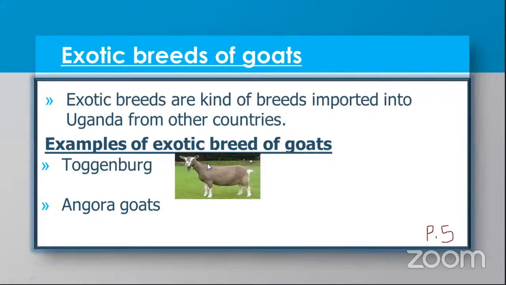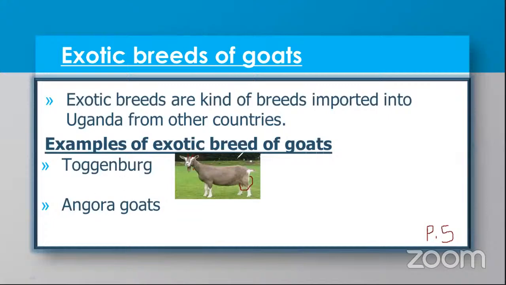And in most cases, their horns are very short. If you look at their horns, you find that the horns are majorly here, and they are short. So this is the picture of a Tongen bug. Now, the female one has a very big udder. Udder is here. And this is an example of a milk producing breed. Tongen bug produce a lot of milk, so people majorly keep them for milk production. Okay, so that is one.